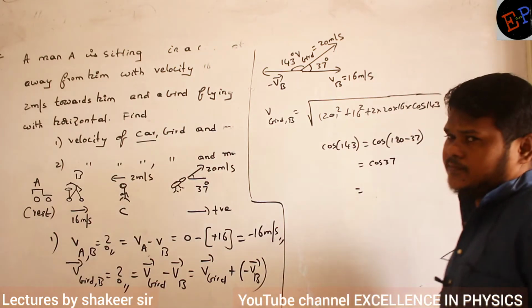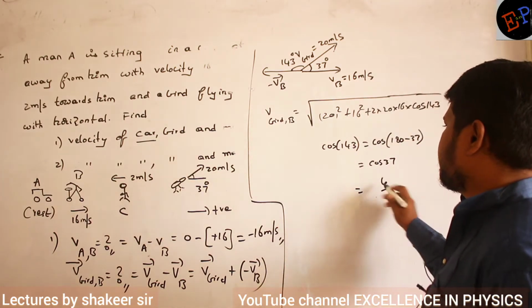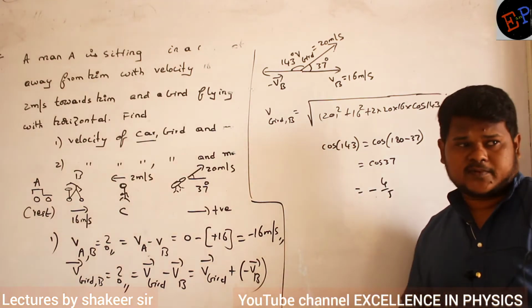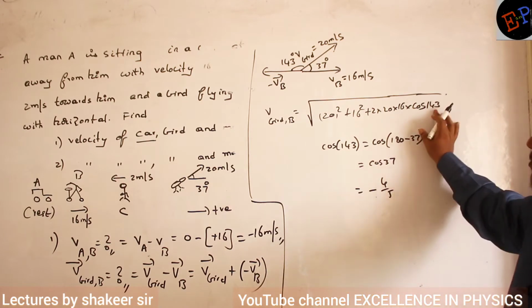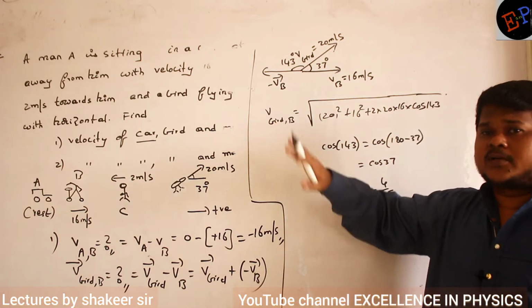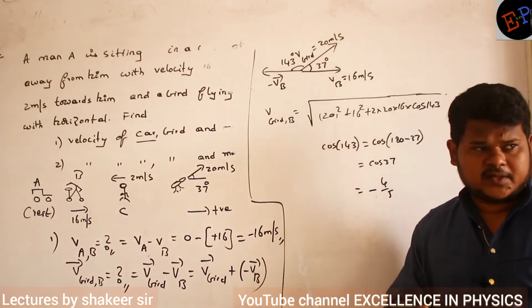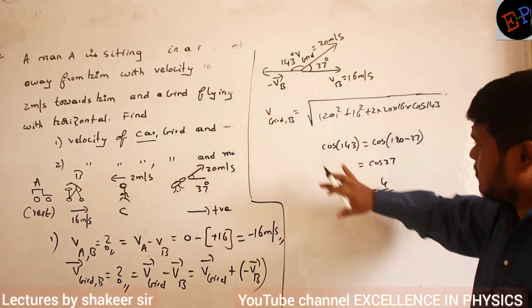Cos 37 value is 4 by 5. But it is present in the second quadrant, and in the second quadrant, cos is negative. So minus 4 by 5. Take this minus 4 by 5 and substitute here. Then you will get the velocity of the bird with respect to the observer on the bike. Fine. So this is one method of solving.